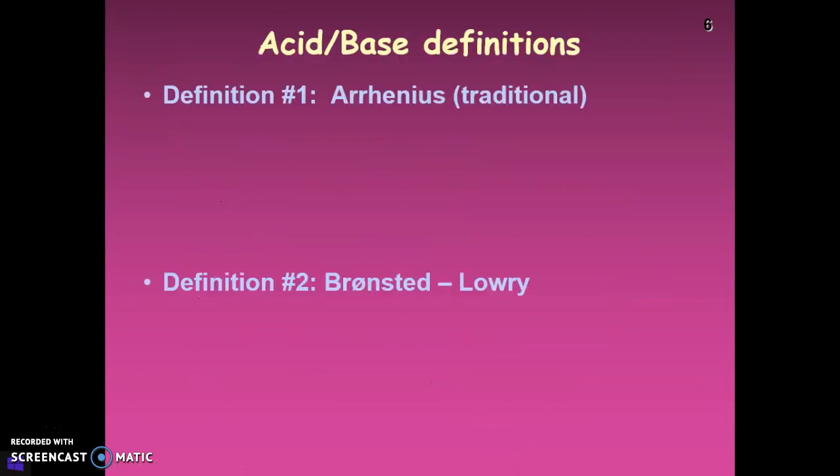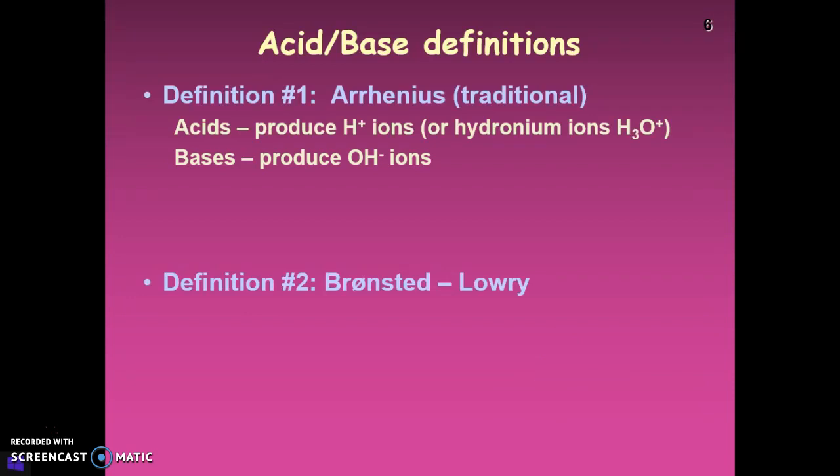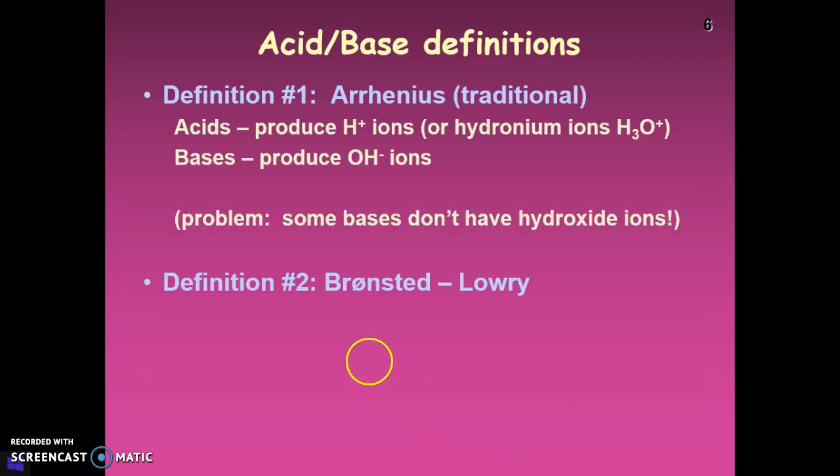All right, so let's take a look at the definitions of acids and bases again. We had them in our list, but let's look a little more closely. Acids produce H+ or hydronium ions. Bases produce OH- ions. The problem is you look at the formula for a base and you don't always see the OH-. So for Arrhenius, the definition of bases is a little restrictive.